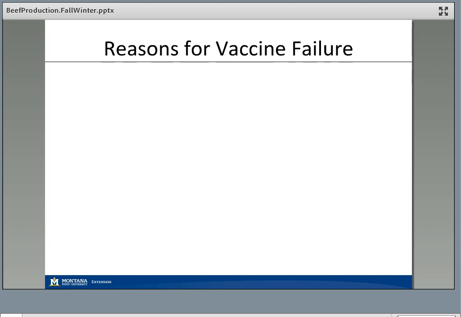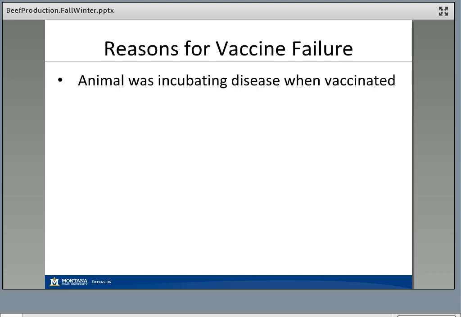Okay, my goal in life is for the temperature of the vaccine to be at least as important as the temperature of the beverages that you have at a branding or other cattle working. It's really more important, but if we have it at least as important, I will consider that a success.